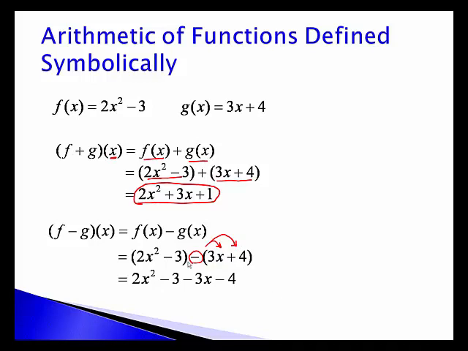You need to be very careful with this sign right here, recognizing that it does have an effect on everything inside that set of parentheses. When you combine like terms, you'll get 2x squared minus 3x minus 7. Well, that'll wrap us up for arithmetic of functions.